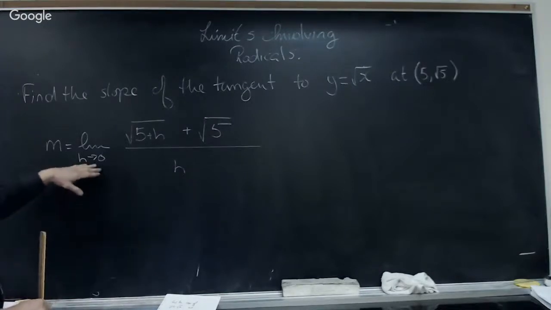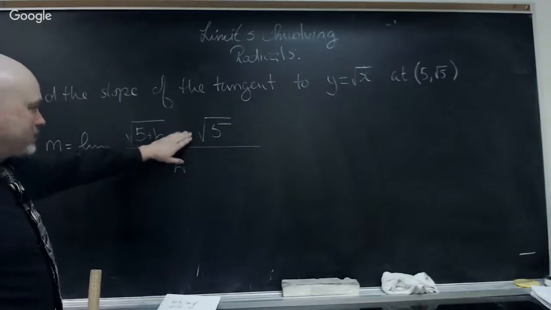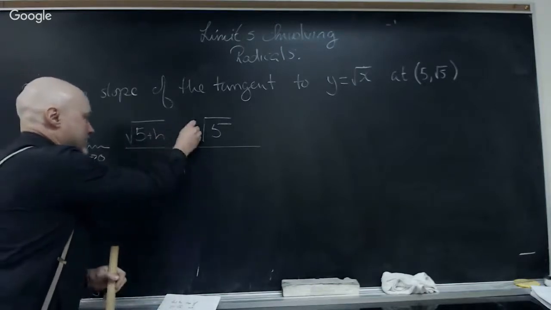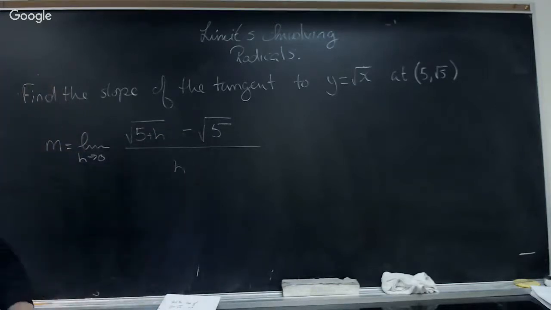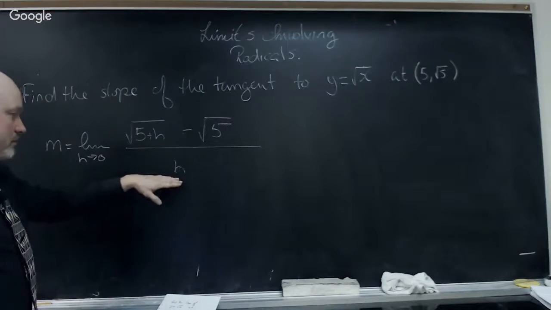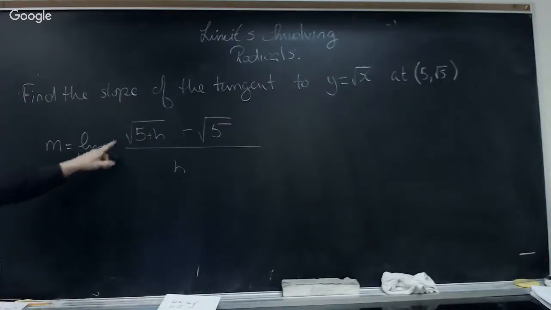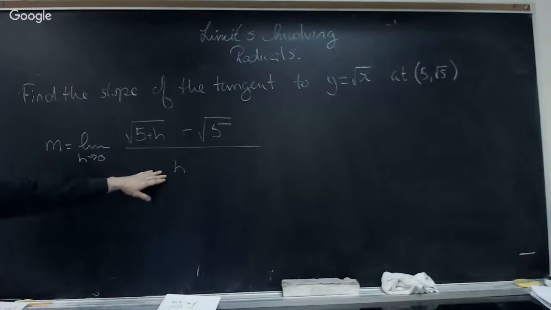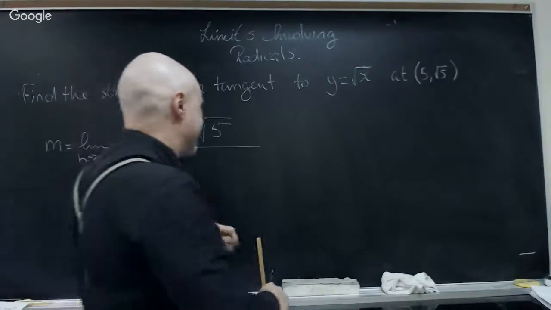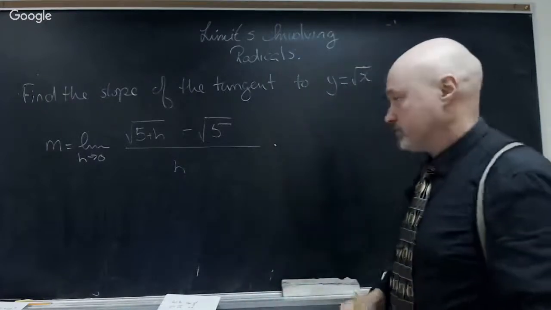Now, if we plug in a 0 for h, it kind of looks okay. Oh, you know what? Except for this. I'm surprised you guys didn't say, you forgot your subtracting sign, but that's okay. So square root of 5 plus h minus square root of 5 all over h. That's my difference quotient. If I plug in a 0 for h, the bottom turns into a 0, and we have that terrifying situation of not knowing what number that actually is.